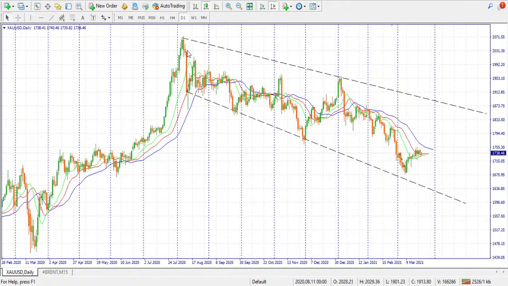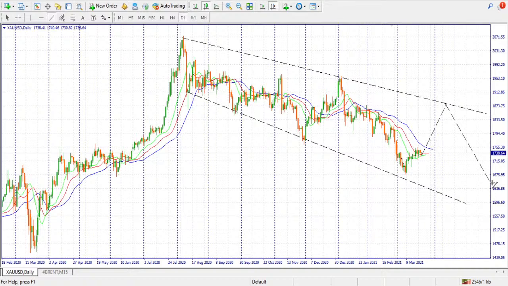So it's like we have a resistance there, we have a support here, and we expect that if the price can come back up to this trend line, the one at the very top, then this will be a good place where we want to look for a sell from.